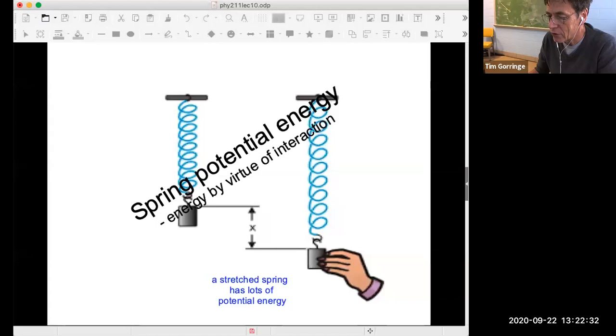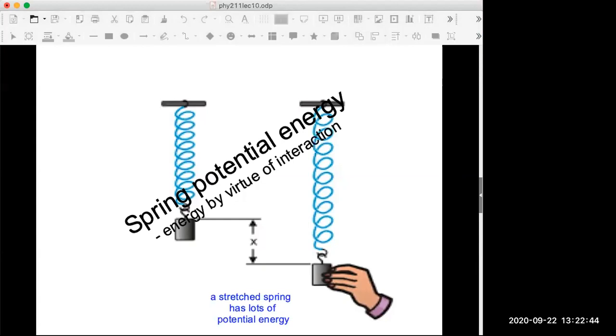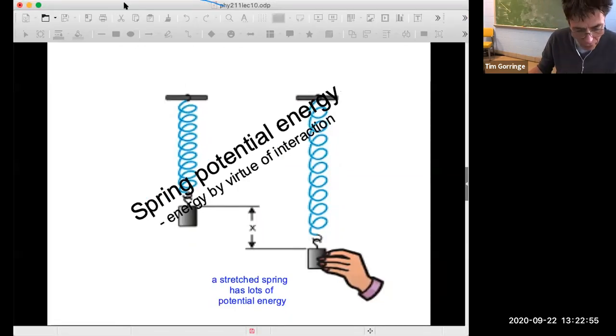I want to move on to a third type of energy now, spring potential energy. So let me try and do that. I'm trying to get my annotation back, if you wonder what I'm doing. Okay, so here we are.